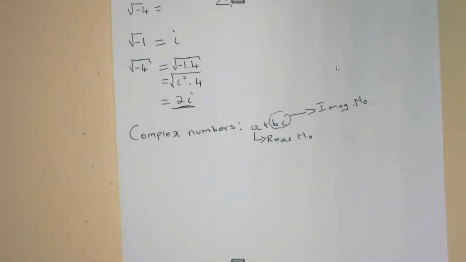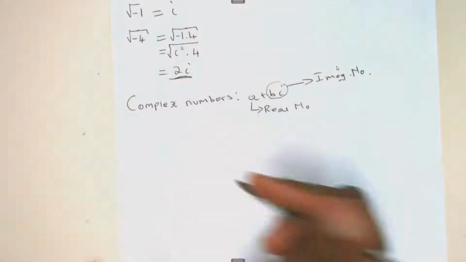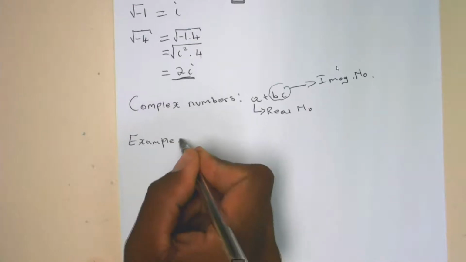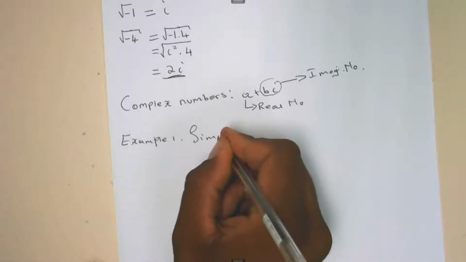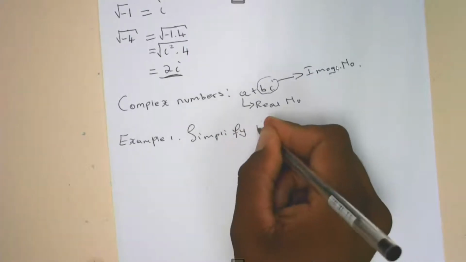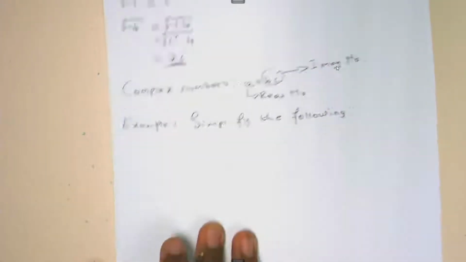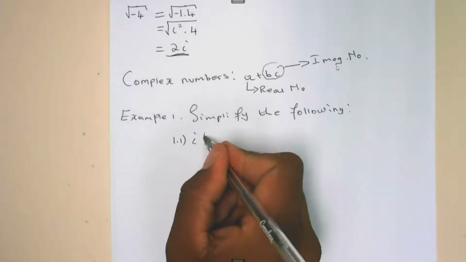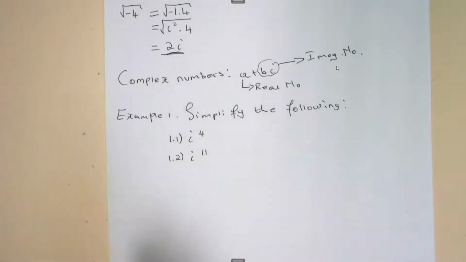So let us simplify certain things that will help us look at this. Let's say, for argument's sake, we have example 1. Simplify the following. 1.1, we have i to the power of 4. 1.2, we have i to the power of 11.